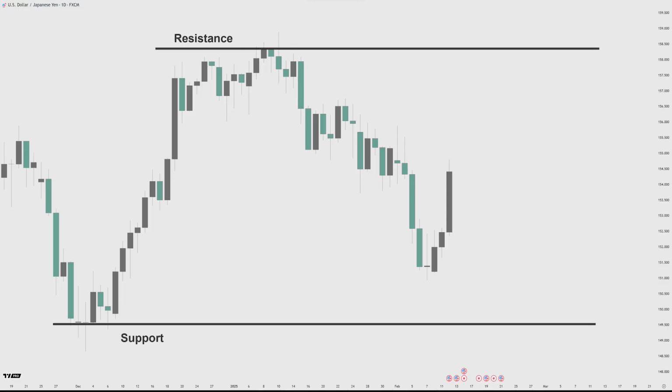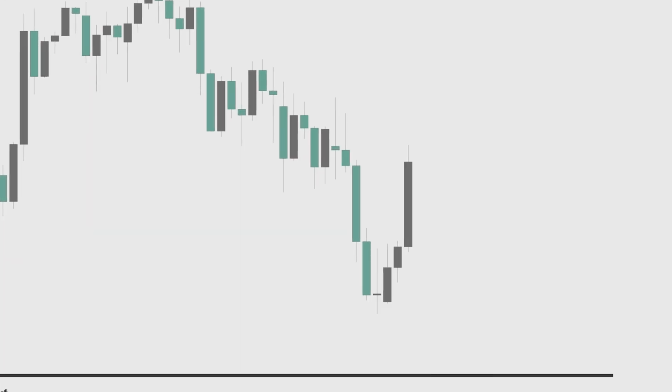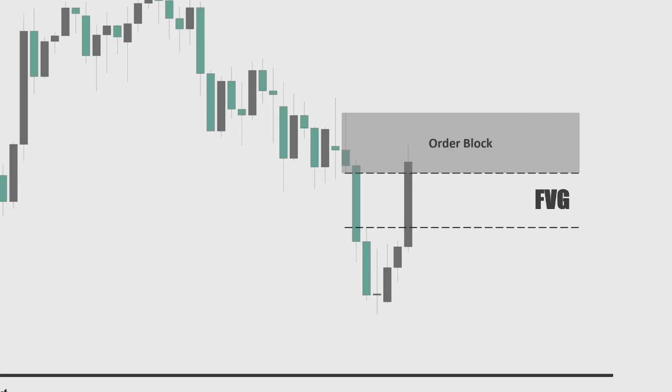We can also notice something else if we focus on the latest impulsive movement. It has created a bearish FVG, so we can mark the candle responsible for this imbalance as an order block. This bearish order block is a good spot to look for a selling opportunity. Right now, the price is at this level.